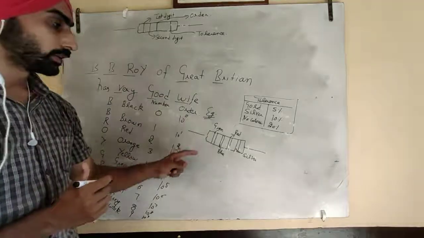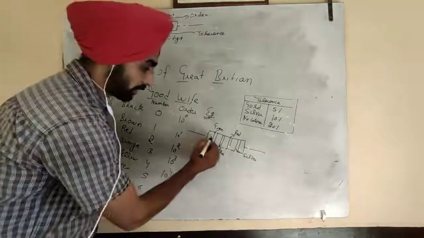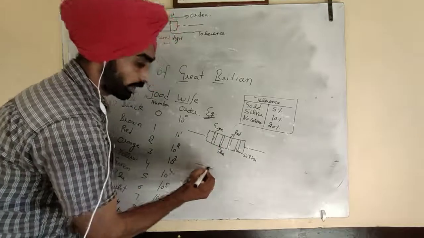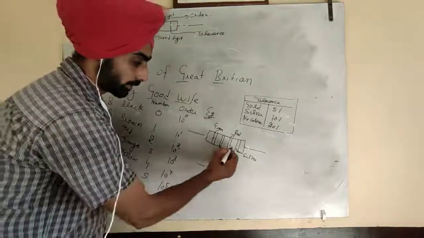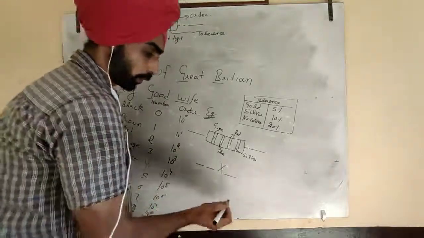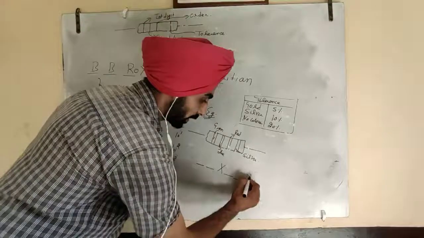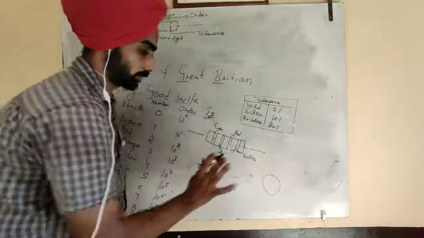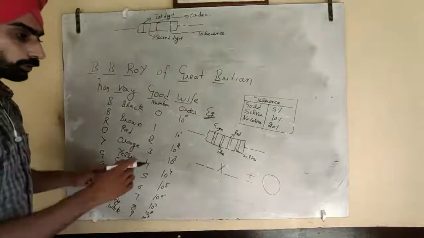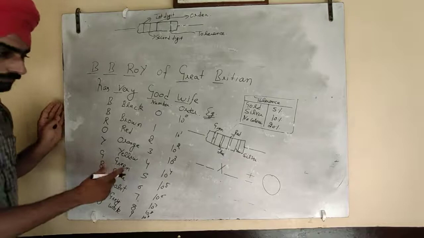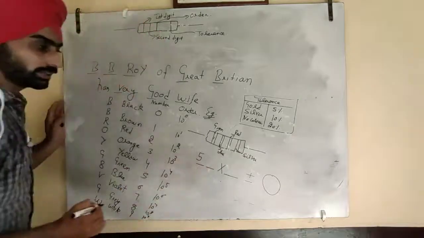First of all, the first color will provide you a digit, the second color will also provide you a digit, and the third color will provide you the order, and the fourth color will provide you a tolerance, plus minus tolerance, like this. So green is the first color. What is the digit value of green? 5. So 5 is the digit.